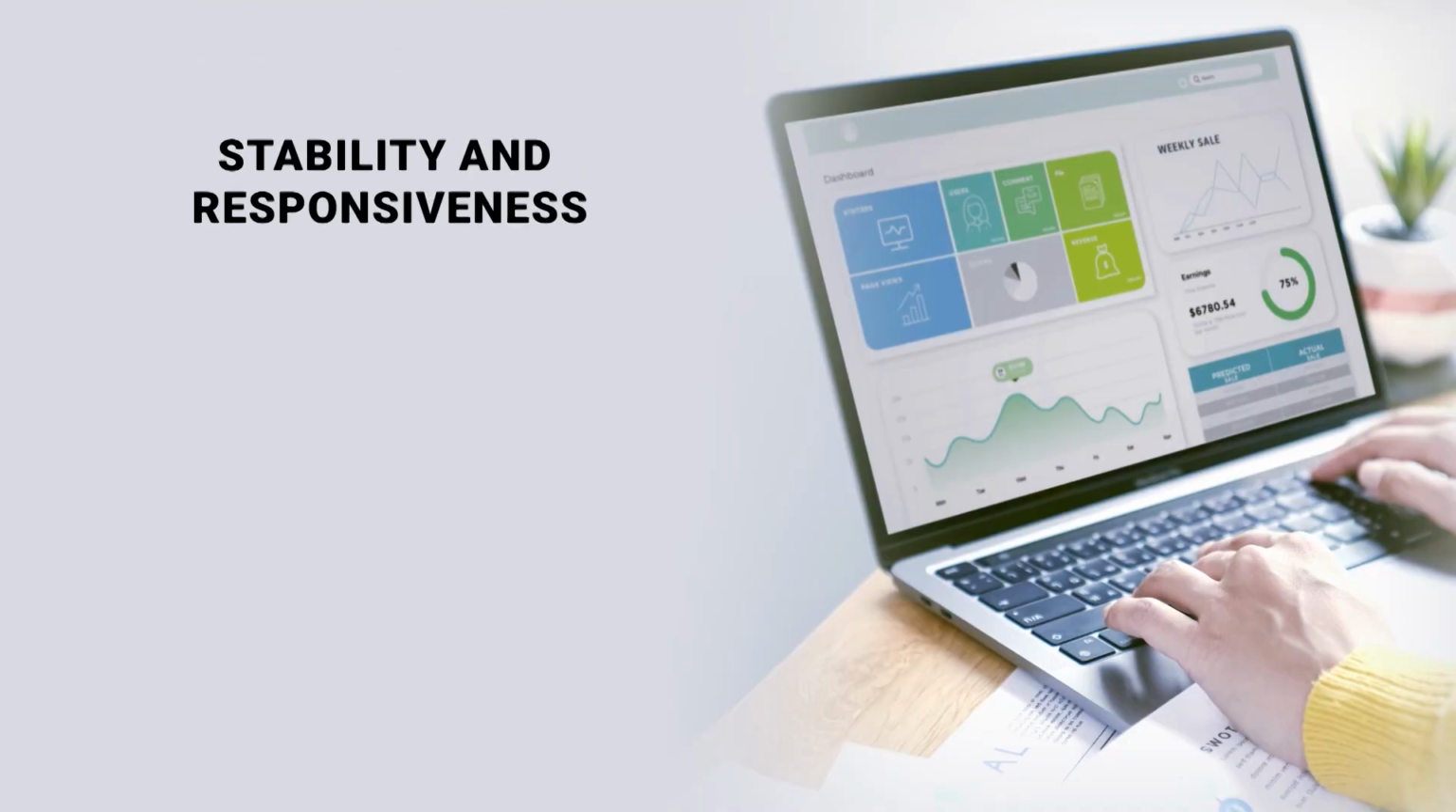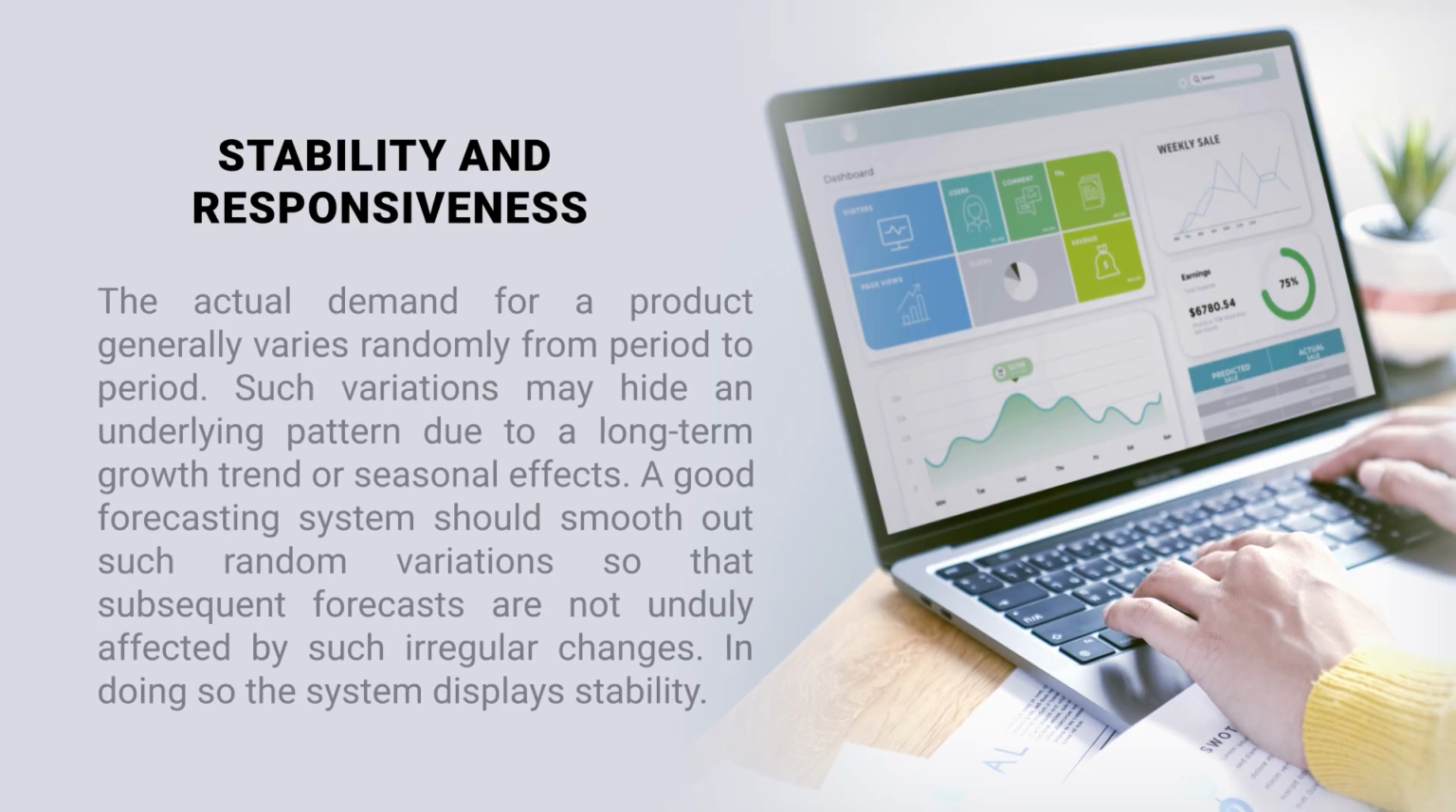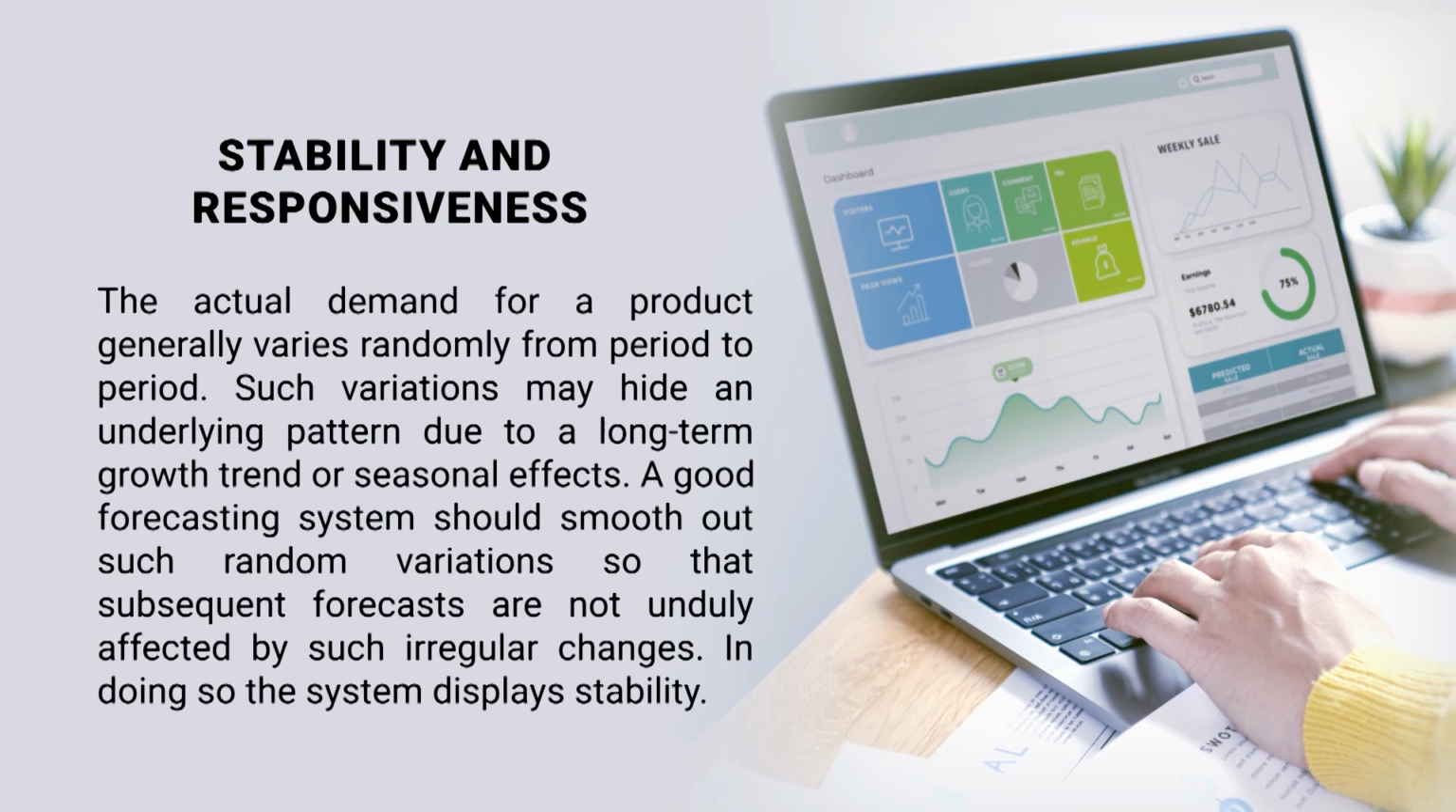Stability and responsiveness: the actual demand for a product generally varies randomly from period to period. Such variation may hide an underlying pattern due to long-term growth or seasonal effects. A good forecasting system should smooth over such random variations, so that subsequent forecasts are not unduly affected by such irregular changes. In doing so, the system displays stability.